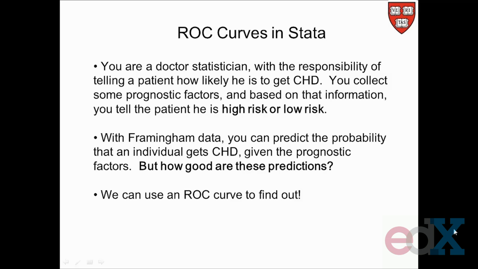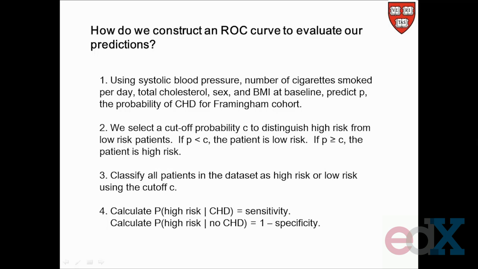So how do you determine what prognostic factors to use and how to make this high or low risk decision? Well, using the Framingham data, you can predict the probability that an individual gets CHD given these prognostic factors, but you need some measure to quantify how good these predictions are. And so we can use an ROC curve to evaluate how good these predictions are. So how do we construct this ROC curve and how does it help us evaluate our predictions?